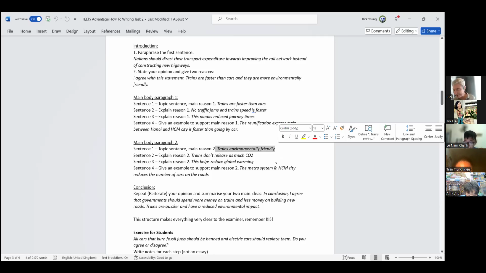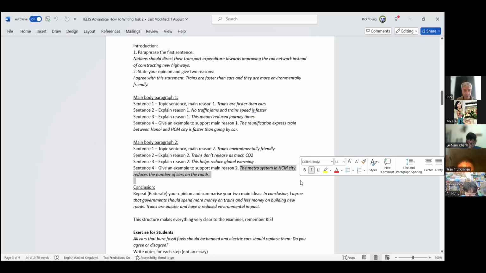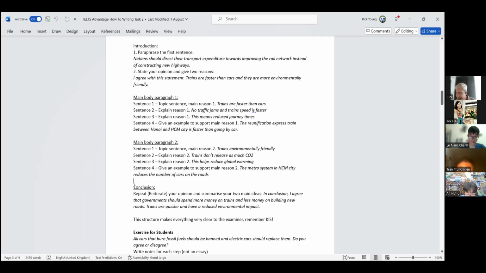Okay, very good explanation, Nam Kang. Okay, and my example of that is the metro system in Ho Chi Minh City, which means there are fewer cars on the road, which means there is less pollution in Ho Chi Minh City, maybe. But I'm using this as an example. It doesn't have to be true. Remember, the examiner doesn't know.